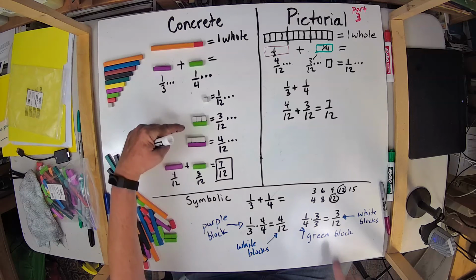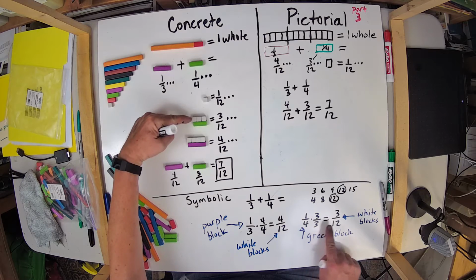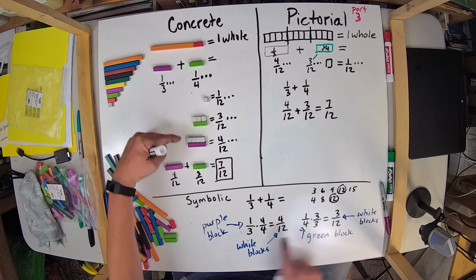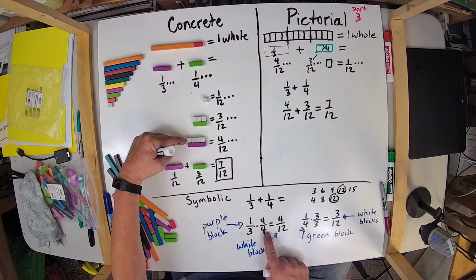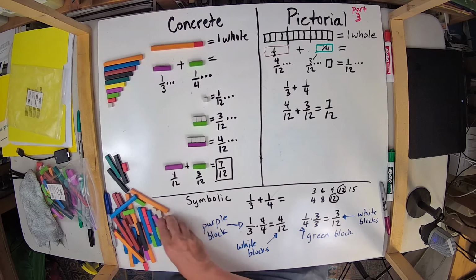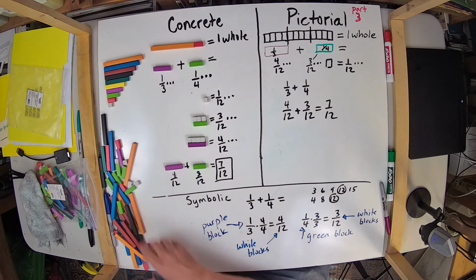Okay, so here is the green block right there. And here I've turned it into its equivalent number of white blocks. Here is the purple block that I'm turning into its equivalent number of white blocks. So now I have the same color blocks, which is actually what we normally would call a common denominator. And so what do I have?